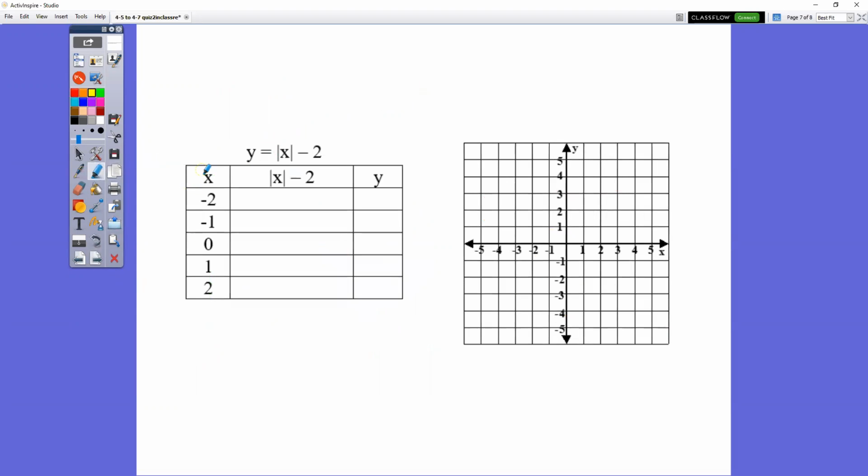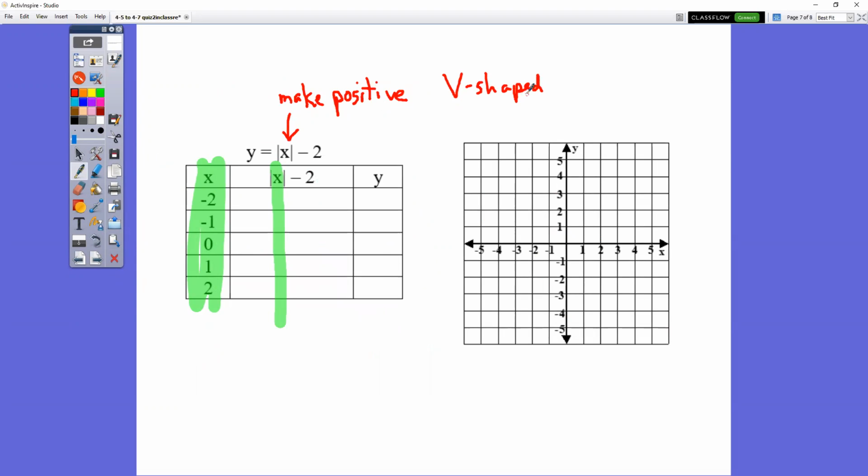Now, the next one, again, you're going to take your x values and sub them in for x. Now, here you have absolute value. Remember, absolute value, you want to make whatever's inside those two straight up and down lines positive. Anytime it's absolute value, it's going to form a V-shaped graph. Go ahead and try this one, please.